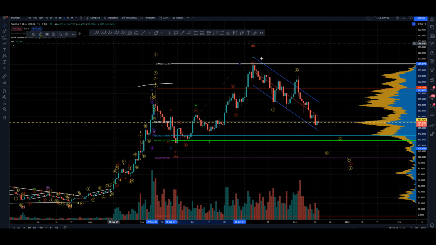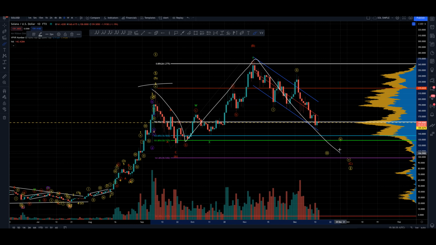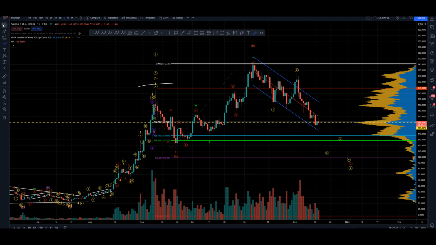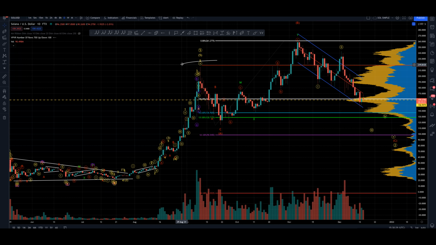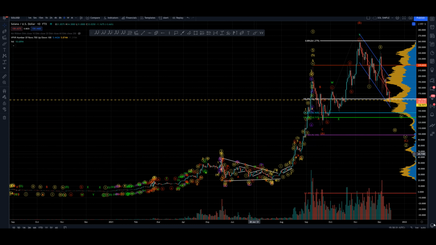Right, Sol. Back to the expanding flat again. A, B, C. Just in a different place to Tron and XRP. Now this one is quite interesting. Now you'll have to forgive the busyness of the chart.